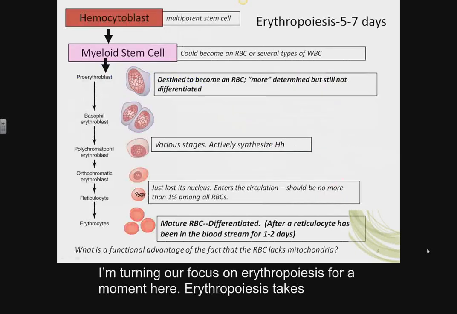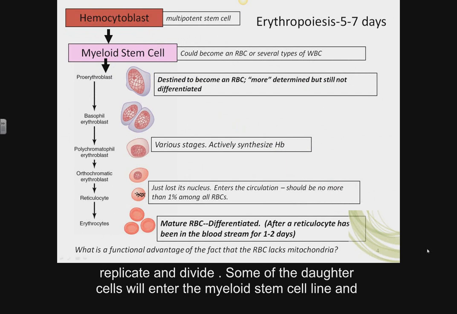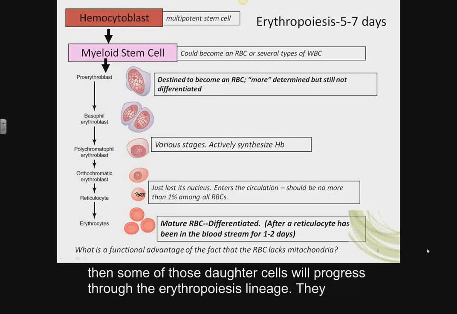I'm turning our focus on erythropoiesis for a moment here. Erythropoiesis takes about 5 to 7 days, and as I said on the previous slide, we start with a hemocytoblast. It will replicate and divide. Some of the daughter cells will enter the myeloid stem cell line, and then some of the daughter cells will progress through the erythropoiesis lineage.